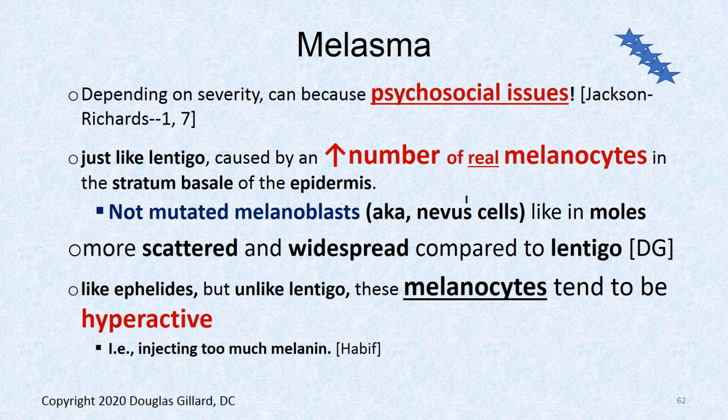What is the cause of these things? Well, very similar to lentigo. There's an increased number of melanocytes found in the stratum basale, where they're supposed to be. That's where melanocytes are. There's just an increase, just like lentigo, an increased number of melanocytes. And therefore, if there's too many melanocytes, they're producing too much melanin.